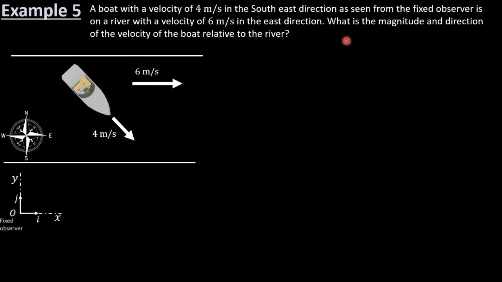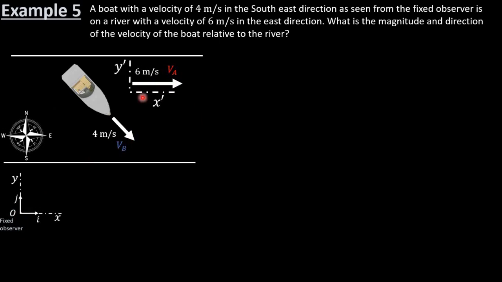Okay, so we are trying to find the velocity of this boat as seen from the river. You can kind of imagine if you were moving along with this river and you were to look out at that boat, what velocity does that appear to be going at to you? And that velocity is going to be different compared to if there was a fixed observer down here looking at the boat. We're going to call the velocity of the river VA and the velocity of the boat VB.